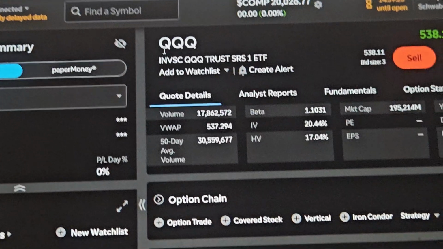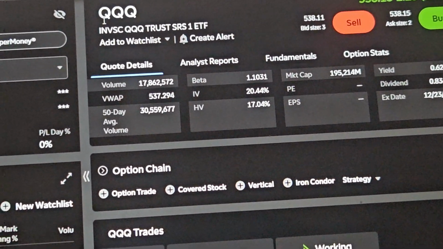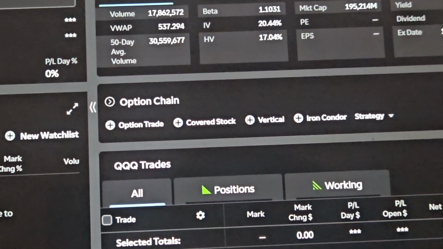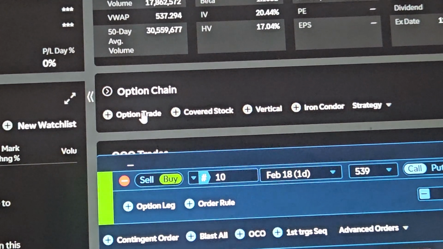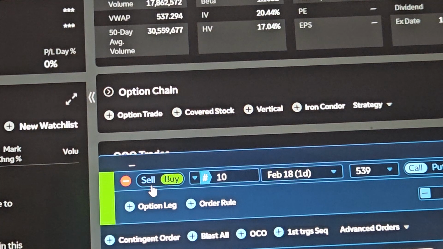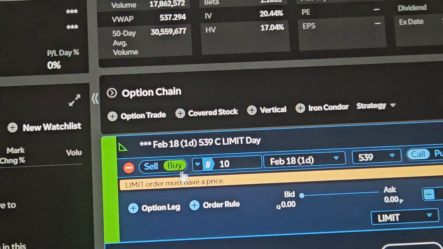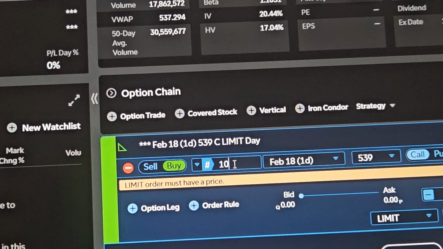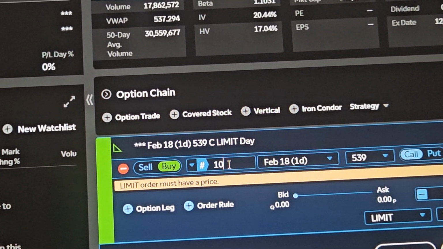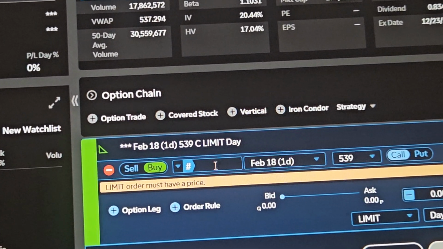As you get that, you'll notice that you see something that says options chain down below. What you want to do is go right below that and click on options trade. Once you do that, you'll see this pop up where it says sell or buy. You want to buy. You also want to adjust right here where it says 10. Unless you want to buy 10 contracts, you definitely want to adjust that to the number you want. So let's just say 3 for laughs and giggles.